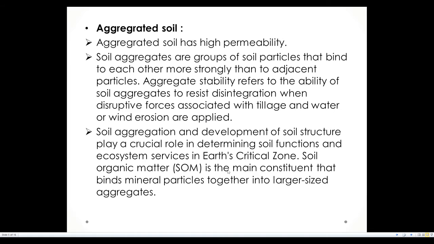In aggregated soil, the soil aggregates are groups of soil particles that bind to each other more strongly. There is a strong bond between the adjacent particles. Soil aggregation and development of soil structure plays a crucial role in determining soil functions and ecosystem services in Earth's critical zone.